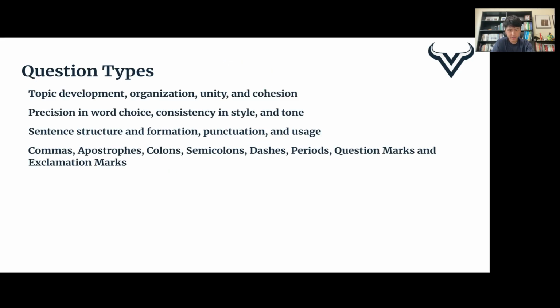Question types. The main concepts and question types that you'll encounter on the SAT writing questions are shown below. So these include topic development, organization, unity, and cohesion, precision in word choice, consistency in style and tone, sentence structure and formation, punctuation and usage, and many grammatical rules like commas, apostrophes, colons, semicolons, dashes, periods, question marks, and exclamation marks.